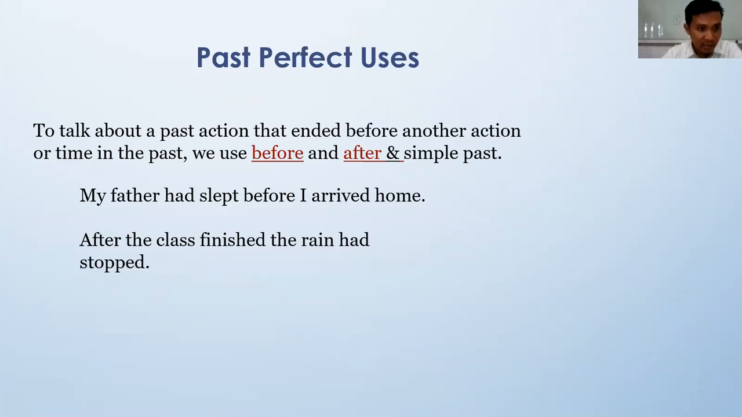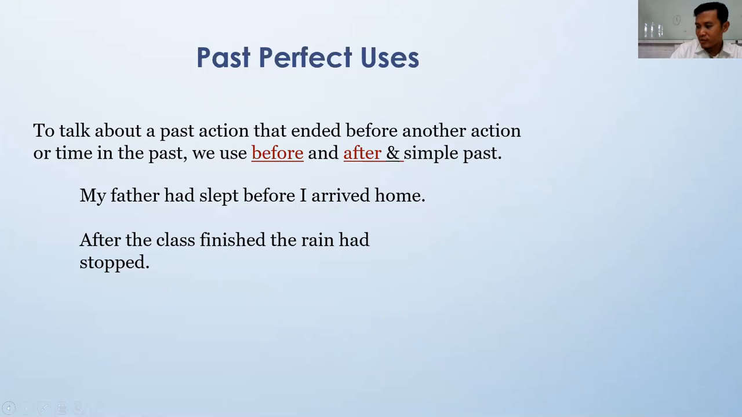Okay, and then the next is past perfect tense. We use it to talk about a past action that ended before another action or time in the past. We use before and after, and then also simple past. When we are talking about past perfect tense, we often use before and after. Okay, and also simple past for the second action. For example, like my father had slept before I arrived home.